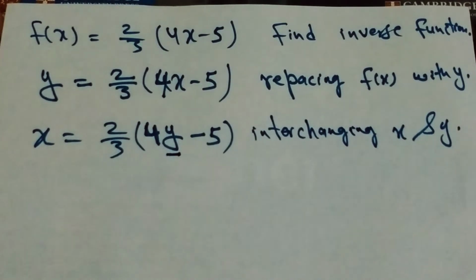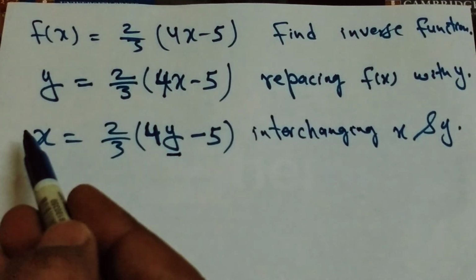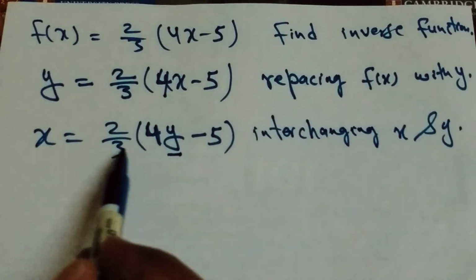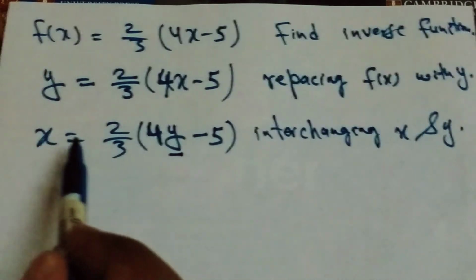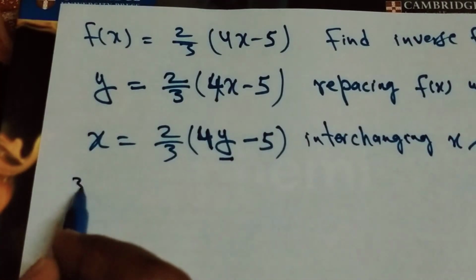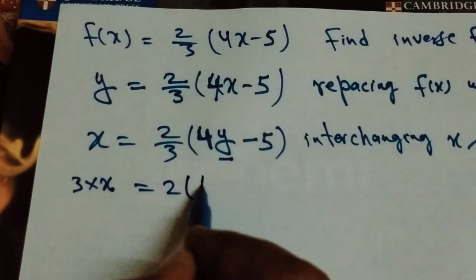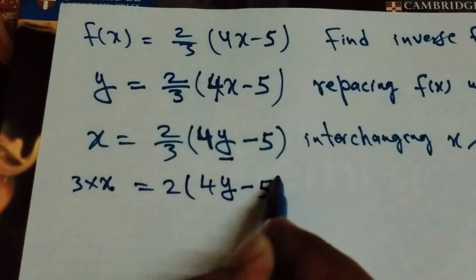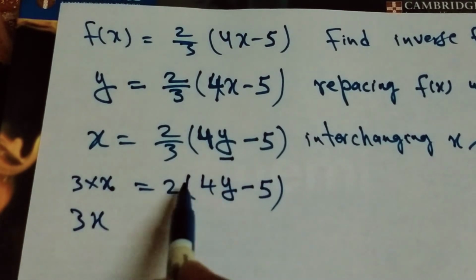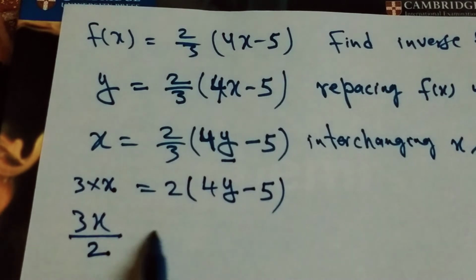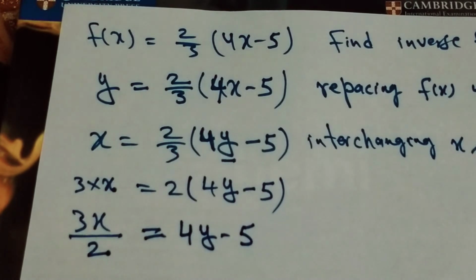So for making the subject of the formula, whatever is beside y we will take to the side of x. First of all, 3 is dividing. When 3 goes there, it will multiply. So 3 multiplied by x equals 2 into (4y minus 5). So it is 3x. 2 is multiplying. When 2 comes here, it will divide. Equal to 4y minus 5. Understand, my dear?